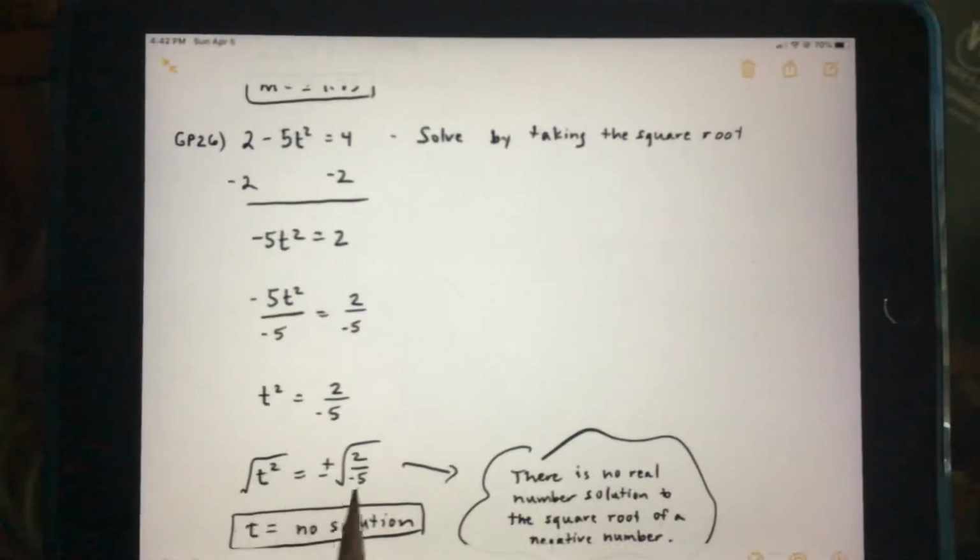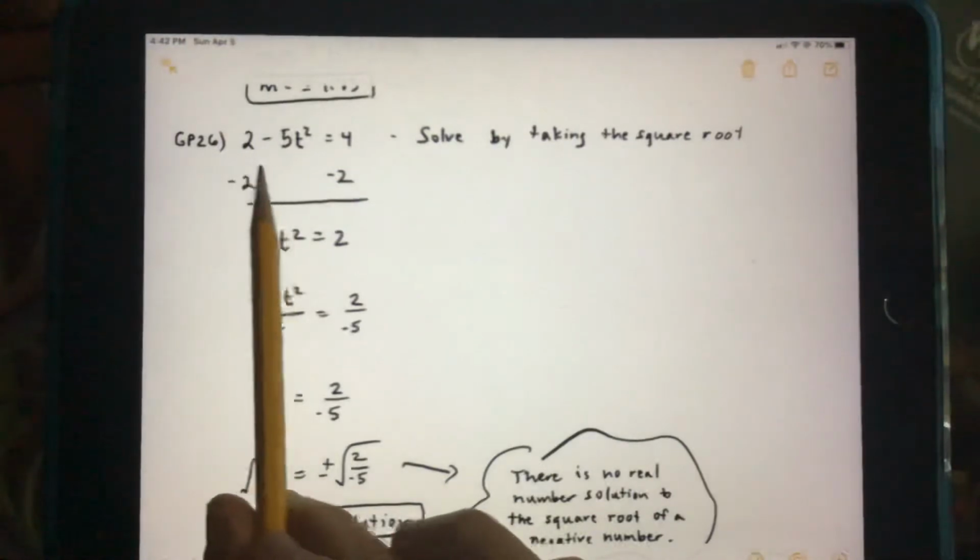Then we try to take the square root of both sides to find out what t is, but we can't find an answer to what is the square root of 2 over negative 5. There is no real number solution to the square root of a negative number. So the fact that we see plus minus outside doesn't have any relevance, since there is no number that we can replace the square root of 2 over negative 5 with, so t has no solution.